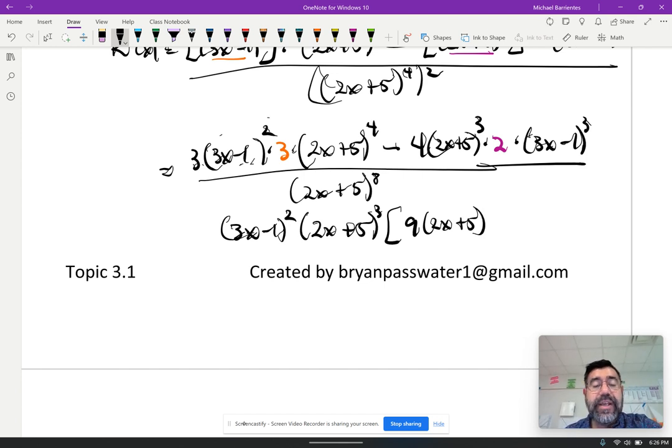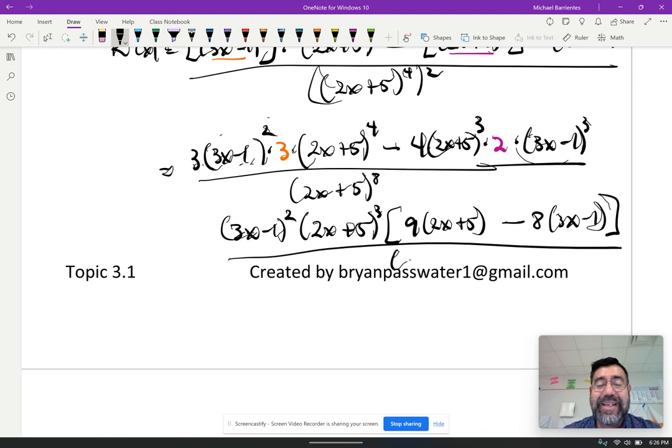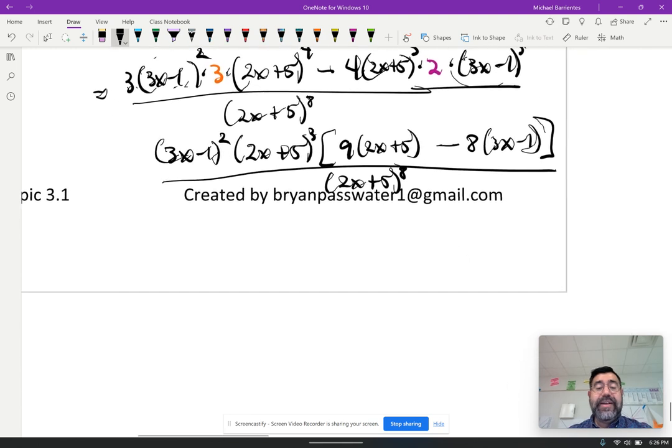Right? The key here is when I multiply these outer times this, then it should give me back to where I started. Minus. 4 times 2, that would be 8. I already took all of the 2x plus 5s out, and I took all but one of the 3x minus 1, so there's a 3x minus 1 left there. All of it divided by 2x plus 5 to the 8th. Holy cannoli, that's a lot of algebra.